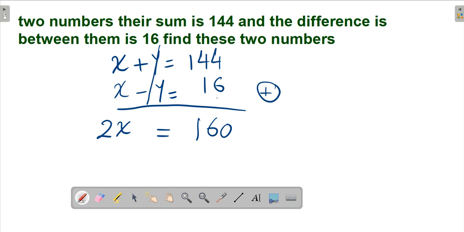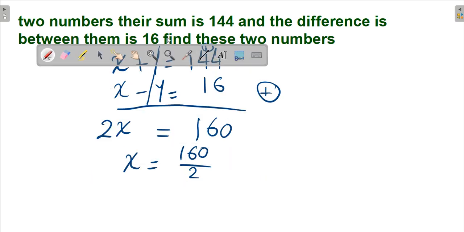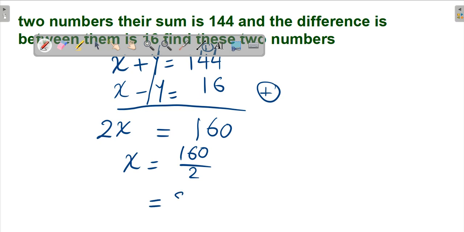4 plus 6 equal 10. You put 0 and you carry on 1. 1 plus 4, 5. 5 plus 1, 6. And 1 plus nothing is 1. Then x equal 160 divided 2. X equal 80.